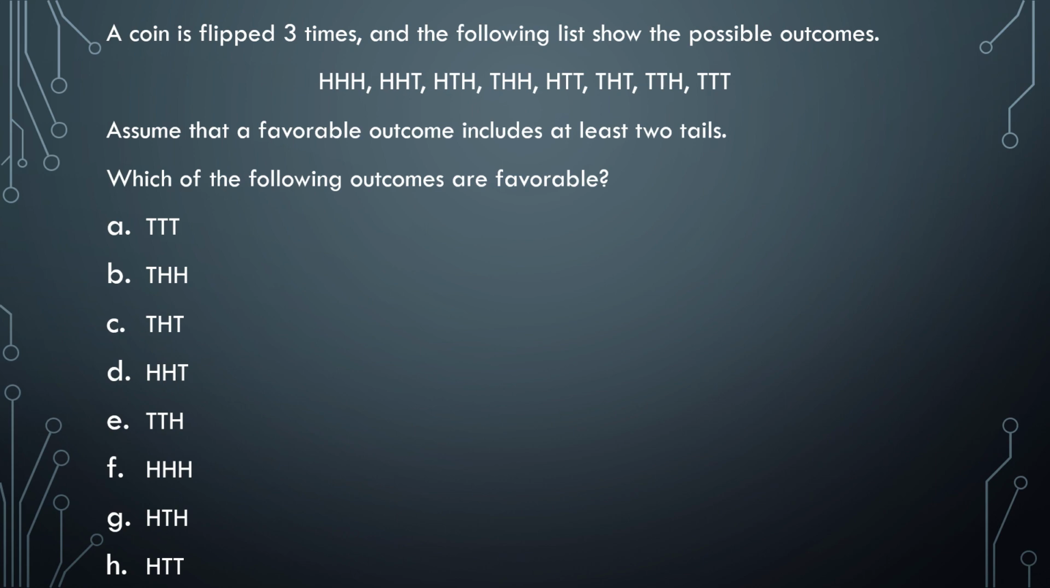A coin is flipped 3 times, and the following list shows the possible outcomes. So we wrote this list of outcomes on that first problem we did, and we want to know which of the following outcomes are favorable for having at least 2 tails. So all we need to do is go through all these answer choices and select every single one that has 2 tails in the answer.